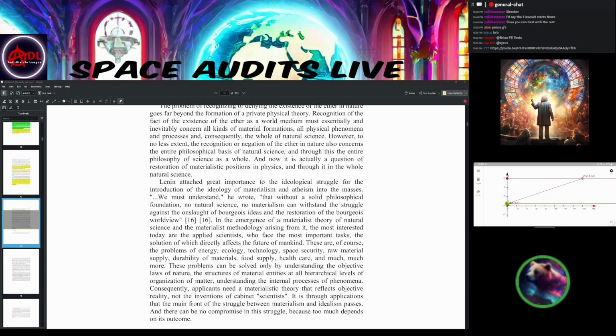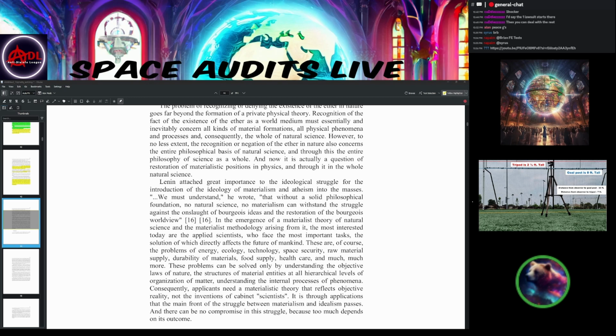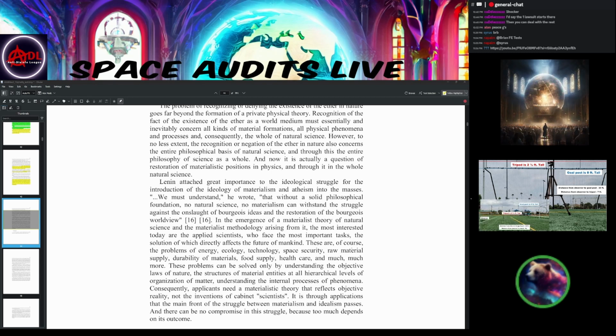In the emergence of a materialistic theory of natural science, the materialist methodology arising from it, the most interested today are the applied scientists who face the most important task, the solution of which directly affects the future of mankind. These are, of course, the problems of energy, ecology, technology, space security, raw material supply, durability of materials, food supply, healthcare, and much more.